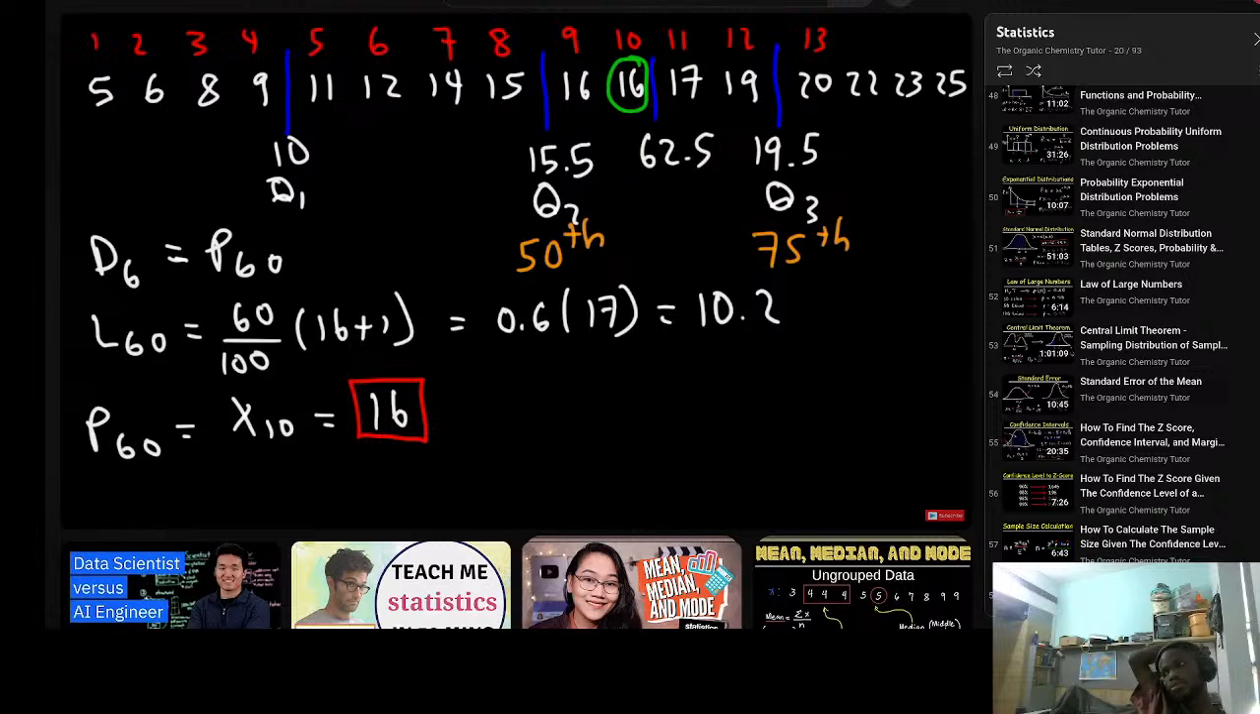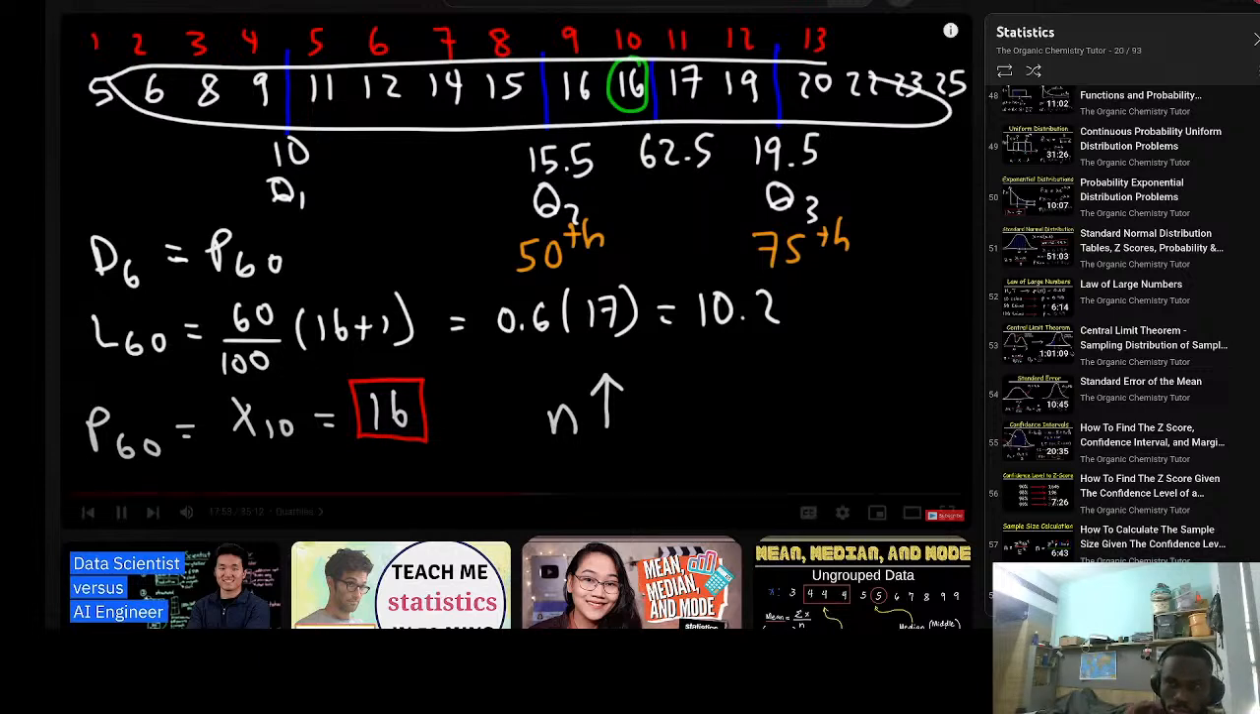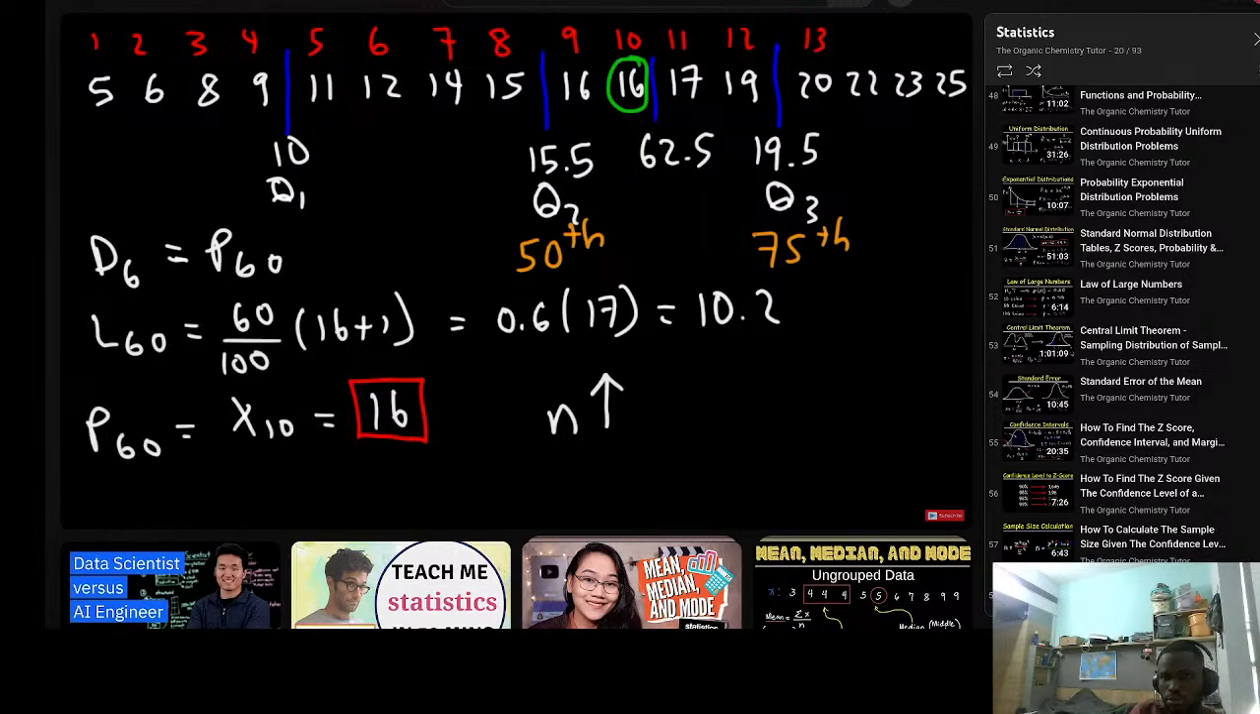Now granted, the calculations will not be perfect because n is small, but as you increase your n value, as you increase the number of numbers in a list, these calculations become more accurate. So keep that in mind.